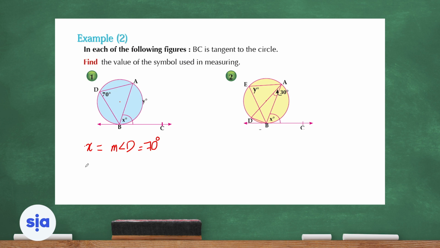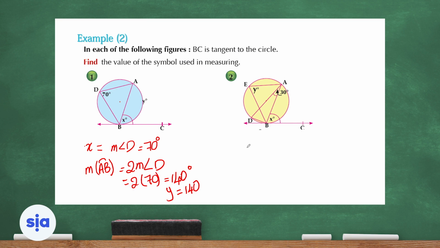Let's go for y. You will see that the measure of arc AB equals 2 times the measure of angle D. Then it's 2 times 70, which is 140 degrees. Then y equals 140. Let's move on to question 2.